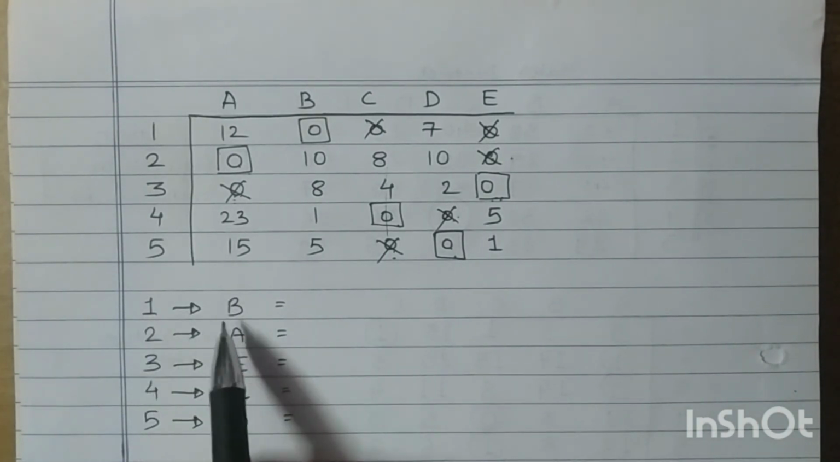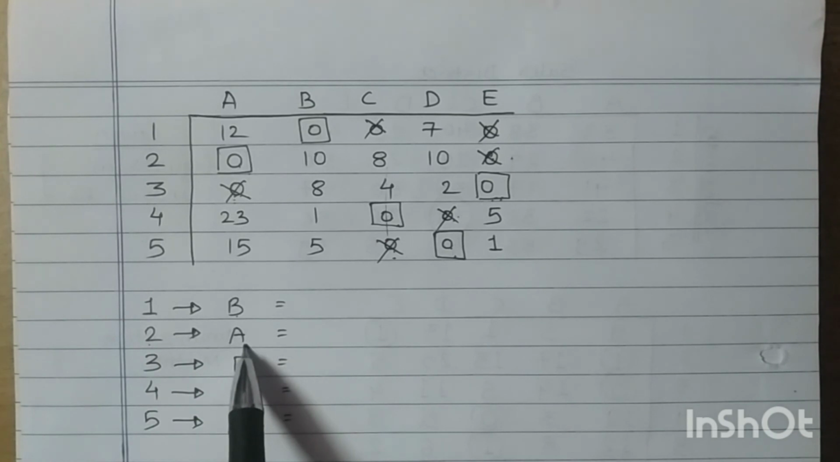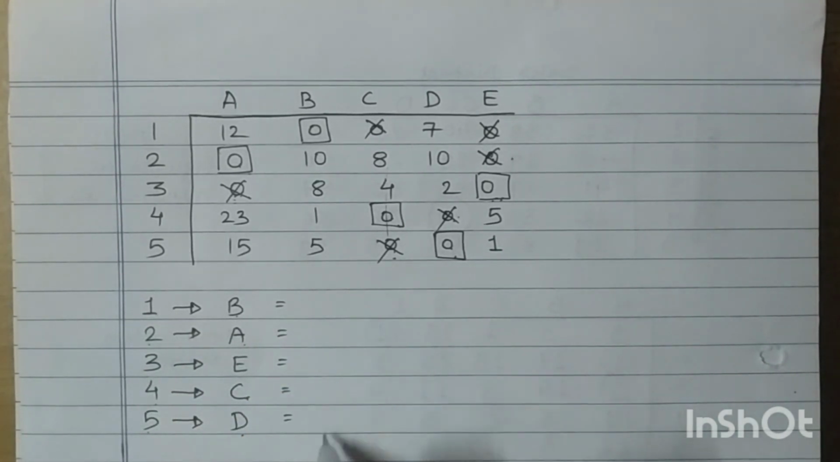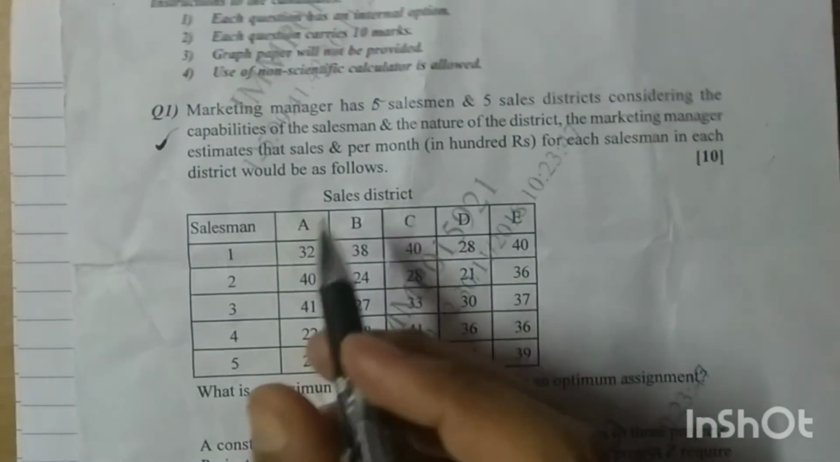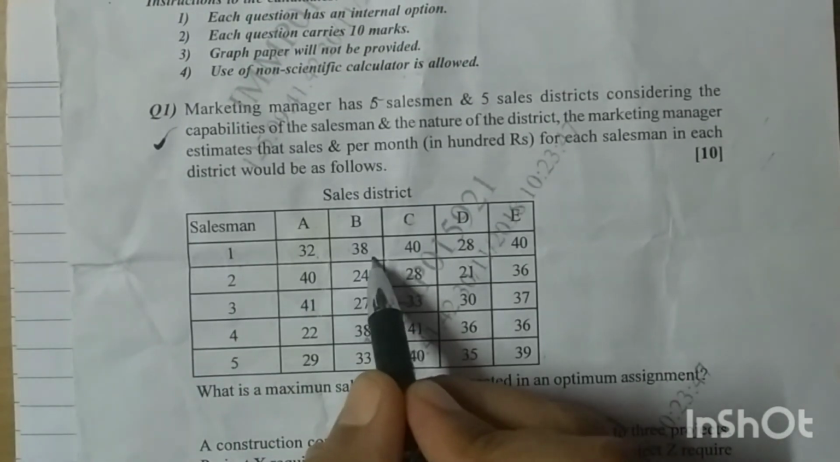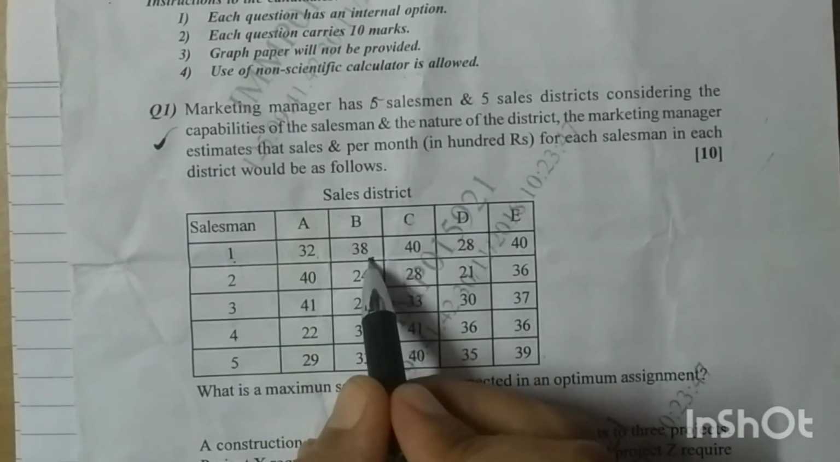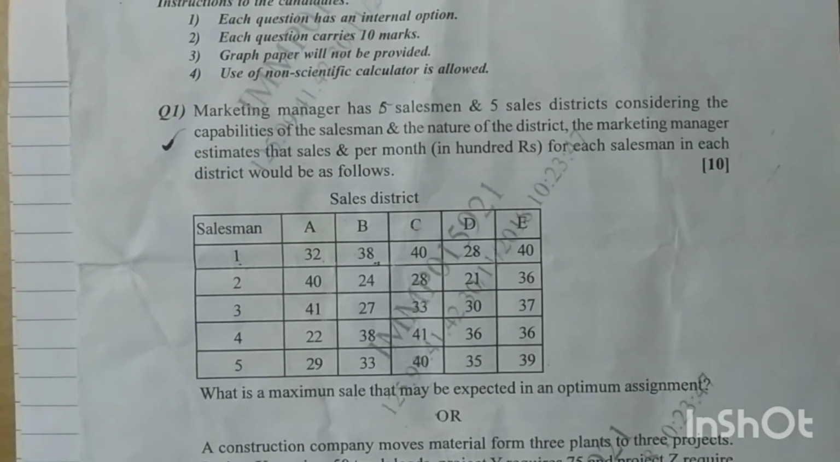So the first salesman will go to B district, the second salesman will go to A district, the third salesman will go to E district, the fourth salesman will go to C district, and the fifth salesman will go to D district. Now you have to go back to your original problem statement and write down the combination of 1 and B and you will get the final answer. That means the first salesman is going to B district, that is 38. So you have to write down this figure.